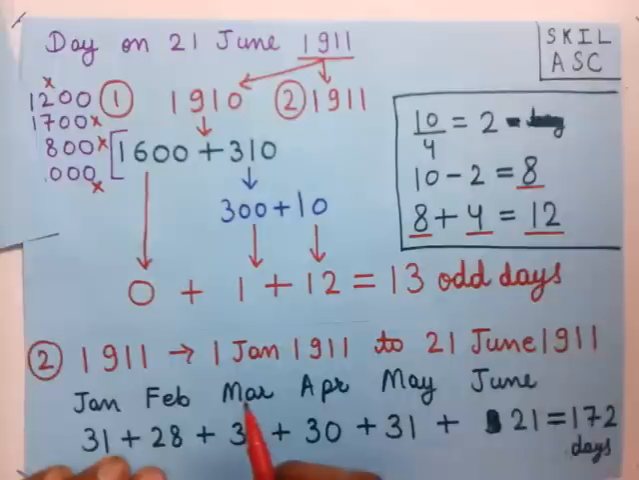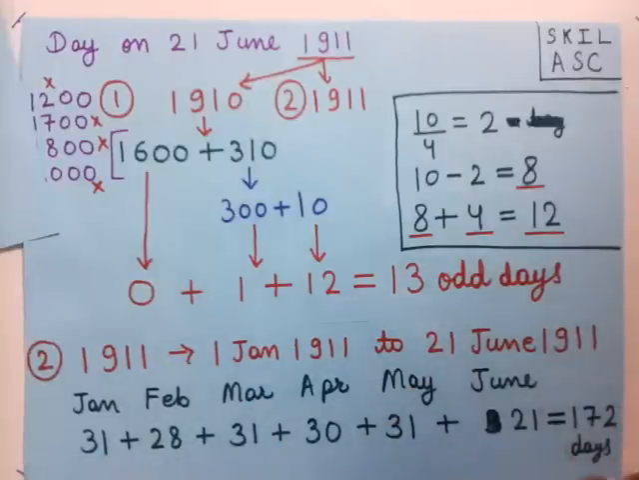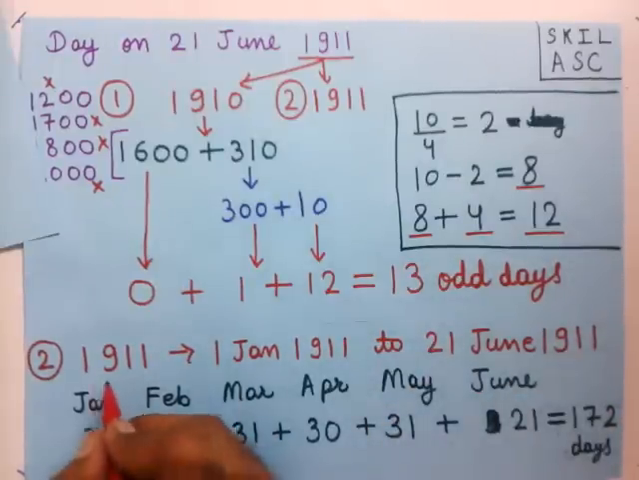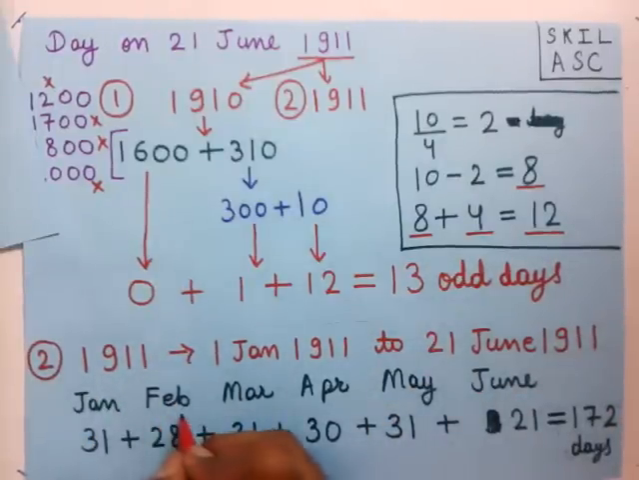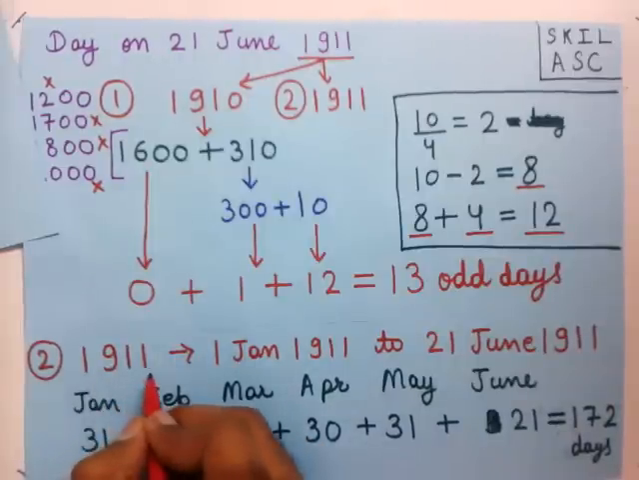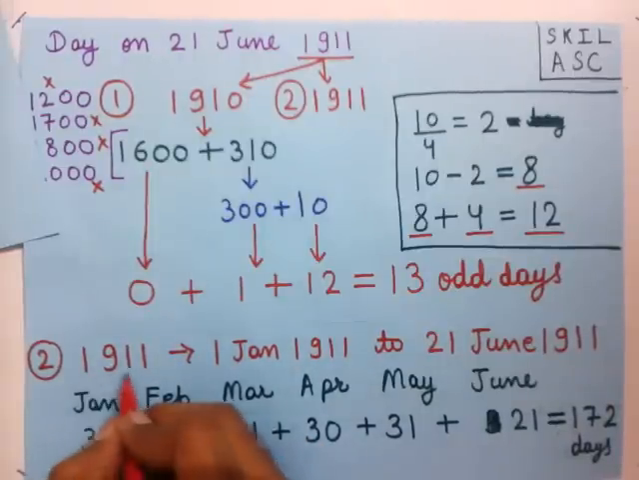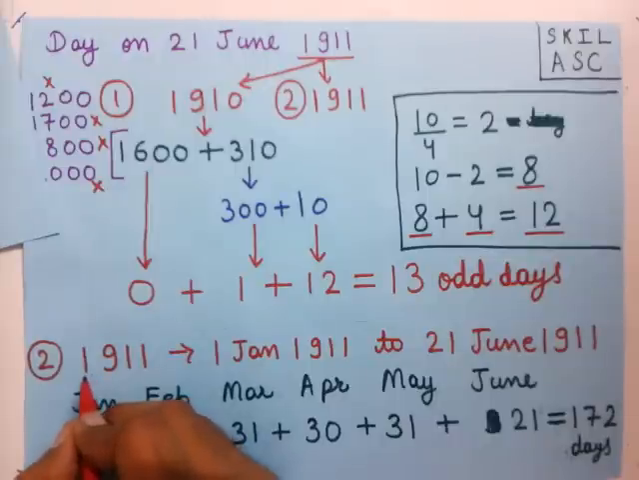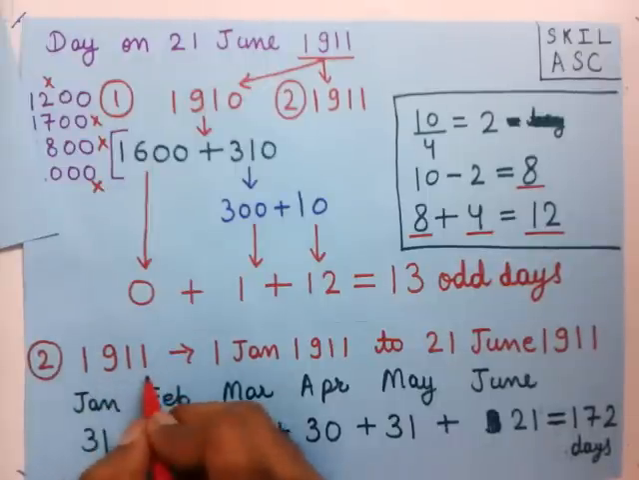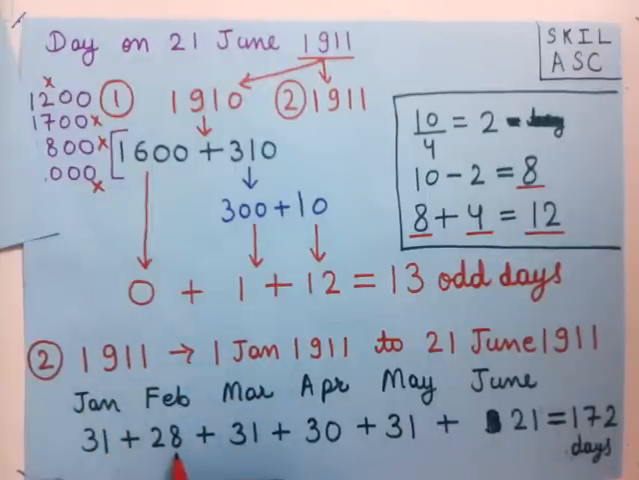Now you must notice, or you must check every time, the year when you come to February. When you come to February, you must see if the year is a leap year or not. Here we see this is not a leap year. This is an ordinary year. So it will have 28 days.